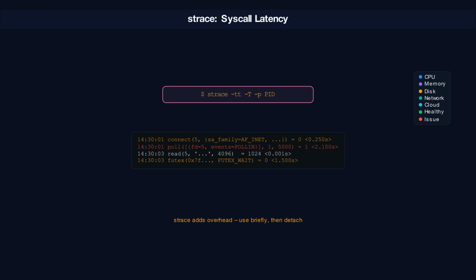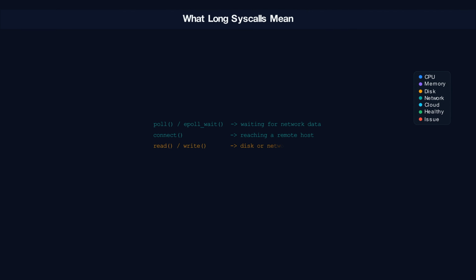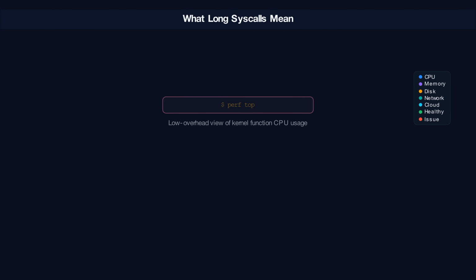The -T flag shows how long each system call took. Look for long calls. Poll or epoll_wait means the process is waiting for network data. Connect means it is trying to reach a remote host. Read and write with high latency point to disk. Futex means lock contention. Threads are waiting for each other. For a broader view, perf top shows which kernel functions are consuming the most CPU. This is a low overhead alternative to strace.